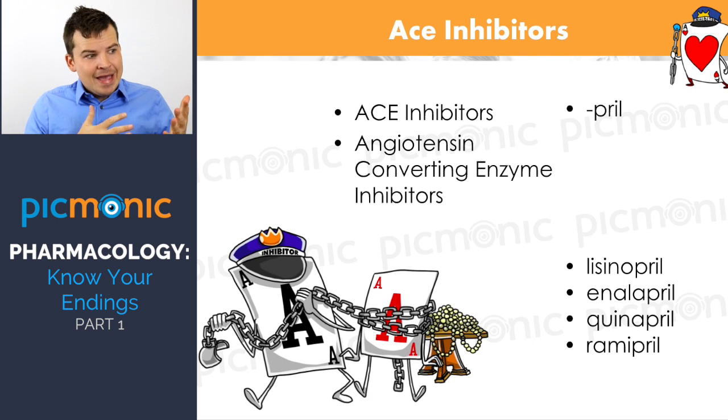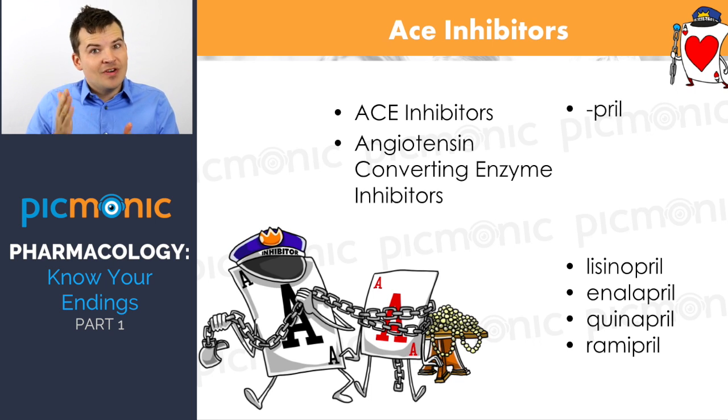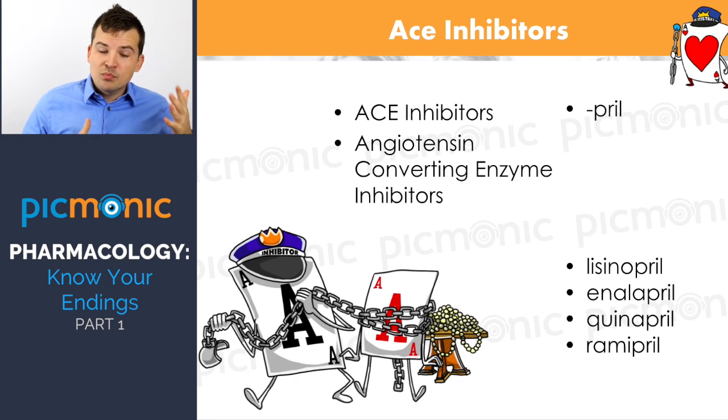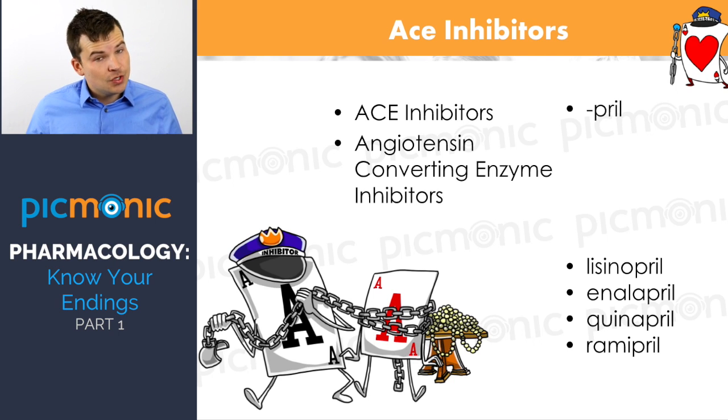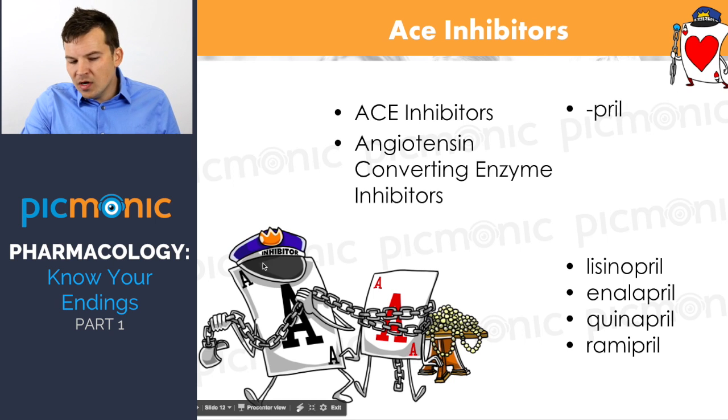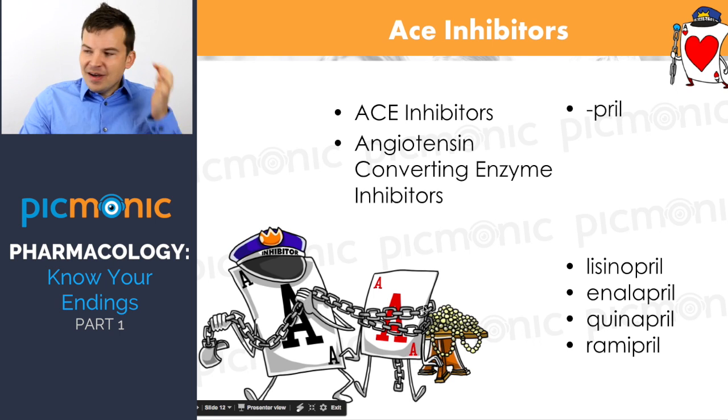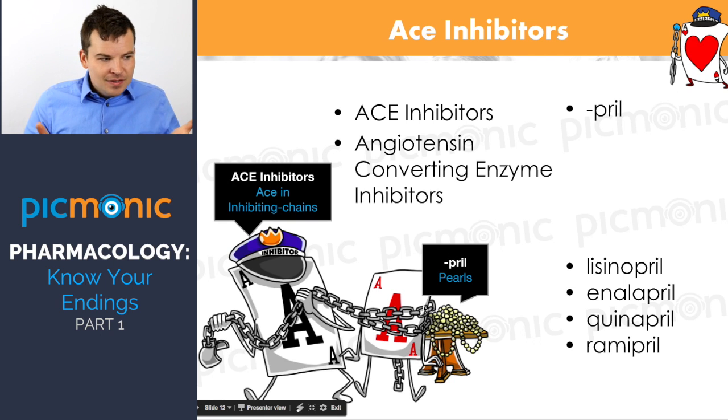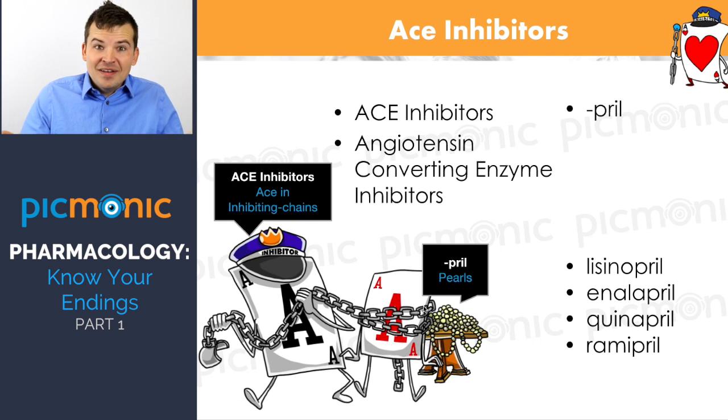ACE inhibitors. Now, ACE, angiotensin-converting enzyme, is in the lung, right? That's right. Angiotensin-converting enzyme inhibitors prevent the conversion of angiotensin 1 to angiotensin 2. So when I say ACE inhibitors, here we've got our wonderful little character, our ACE card with inhibiting chains, and we've got our little pearls, because ACE inhibitors end in pril. That's right.